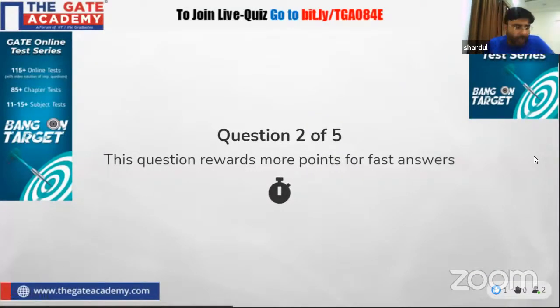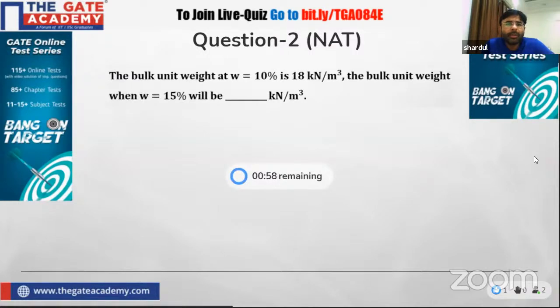So now get ready for the second question. The second question is an MSQ type question, means you have to give me the answer in the comment box. The bulk unit weight, and in this question, one thing you can assume that the void ratio of the soil is constant. It has not been written over here in the question, but in such type of question, you can pre-assume that the void ratio of the soil is constant.